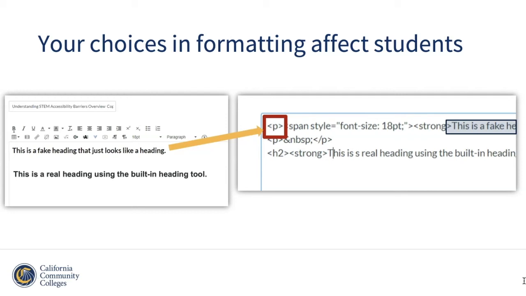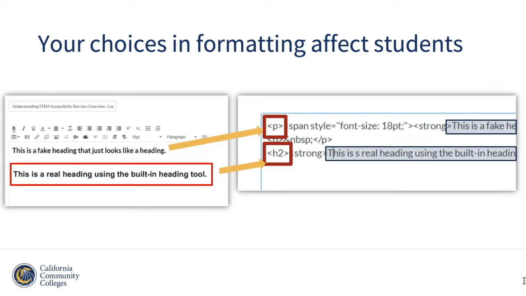Notice that the fake heading has a P tag. P stands for paragraph. When we type in Canvas, the heading style is automatically set to paragraph. Now let's look at the HTML code for "This is a real heading" using the built-in heading tool. The tag is different. It is an H2 tag. We can create fake headings and format manually, but our screen reader users will not be able to interpret our information and our content the way we intend.